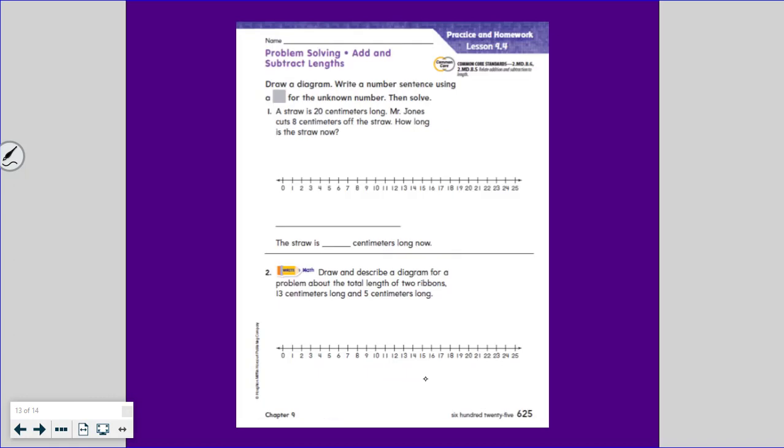All right, on our homework pages, you're going to do page 625 and 626. So 3 pages you're going to turn in for me. Okay? All right, good luck.